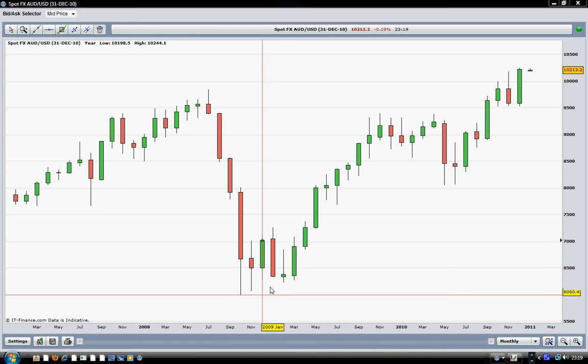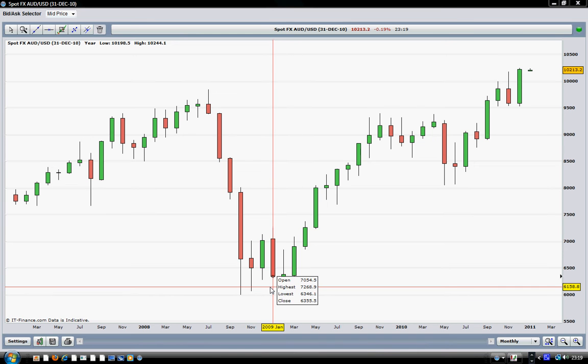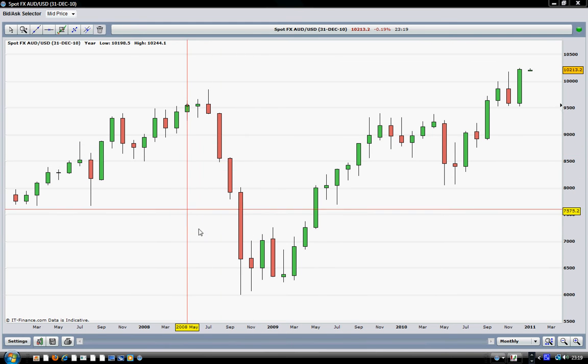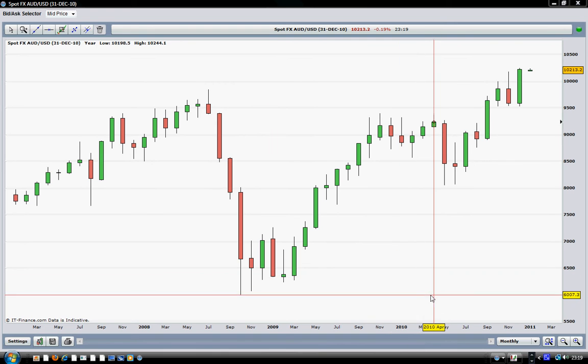Hello traders. Today is the 2nd of January 2011. This is the Australian dollar US dollar currency pair, the monthly chart.